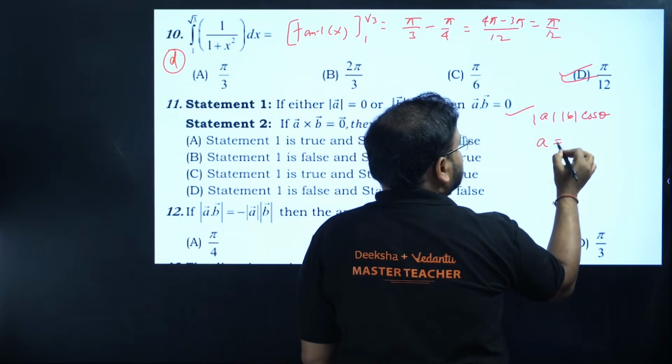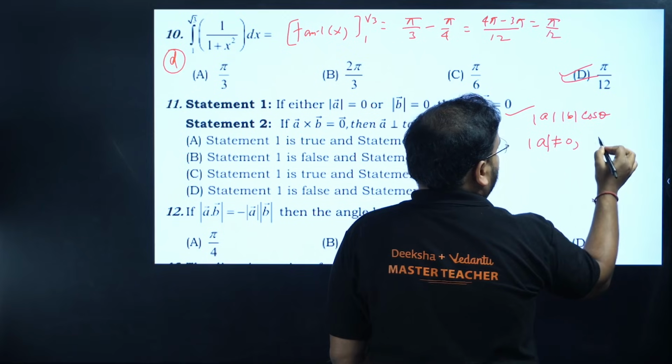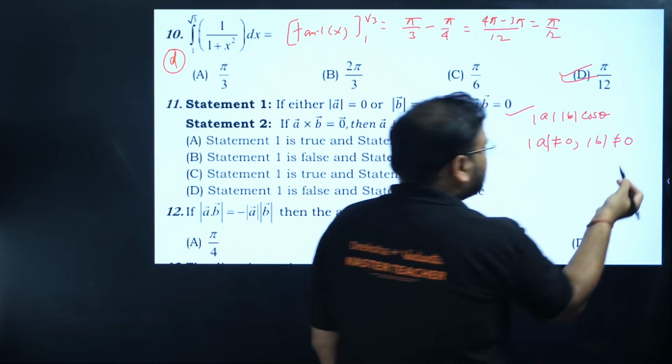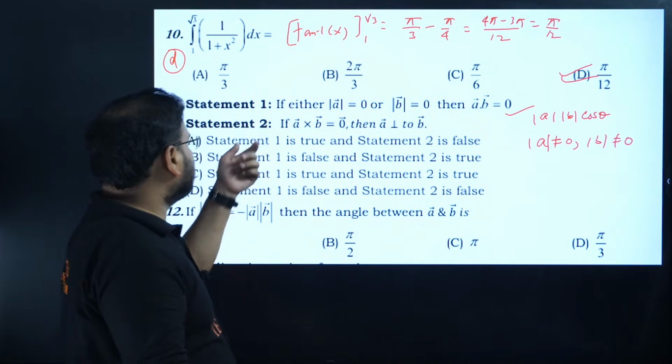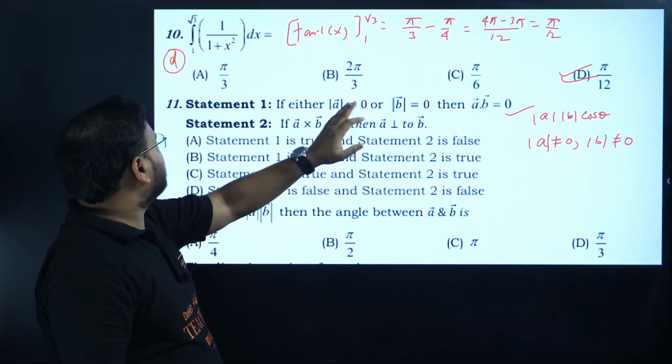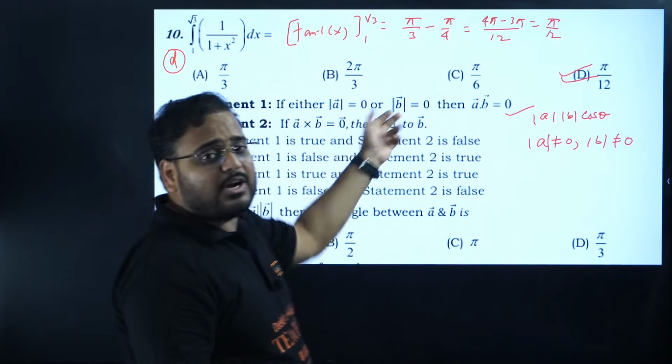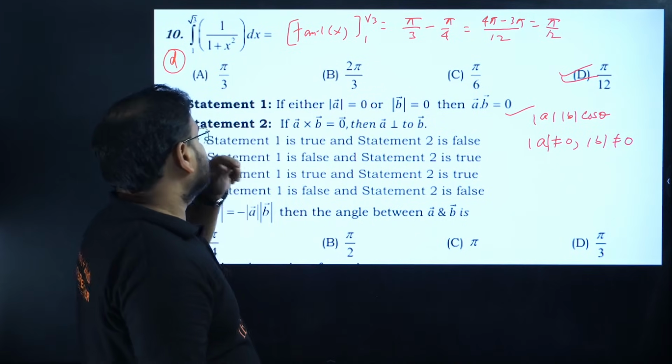If A is, let's say, non-zero and B is non-zero, how am I taking this, sir? Because they have not mentioned anything over here. So you might think, sir, what about statement number 1? We can't use that over here, because think over this.